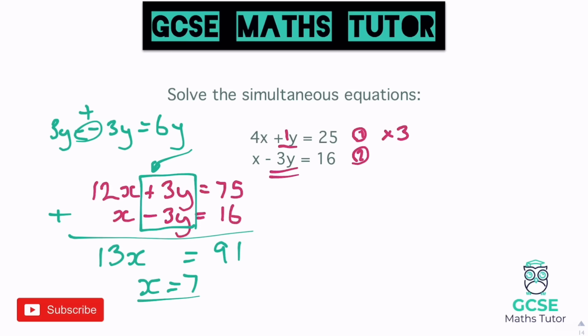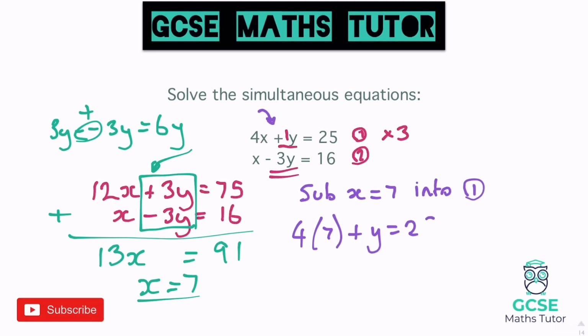So I'm going to sub x equals 7 into any of the equations that we've got written down. I think this one's going to be the easier one for me, just because it's got a plus symbol. If I sub x equals 7 into equation 1, I won't have that x there anymore. So again, using brackets, I'm going to do 4 lots of 7, add that 1y, and that equals 25. Now 4 lots of 7 is 28, so we have 28 plus y equals 25.